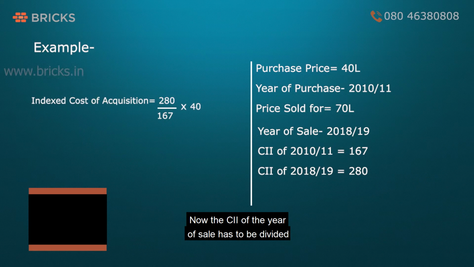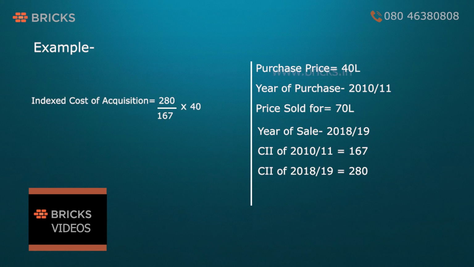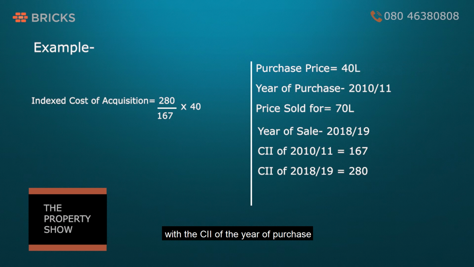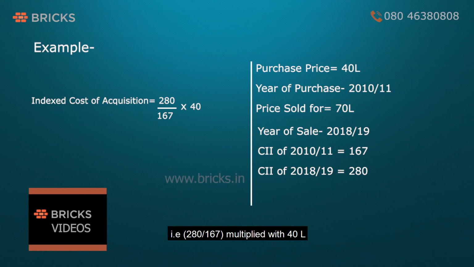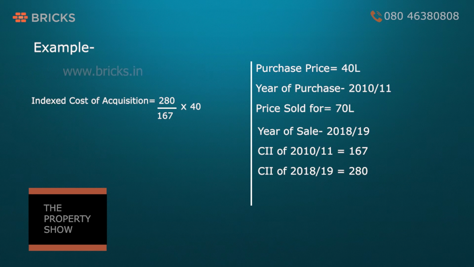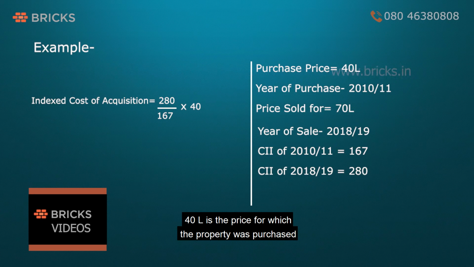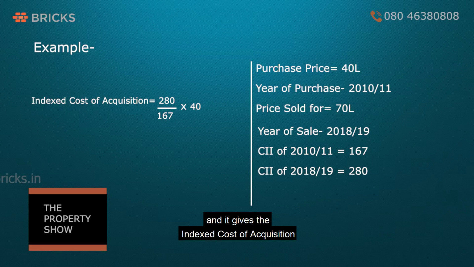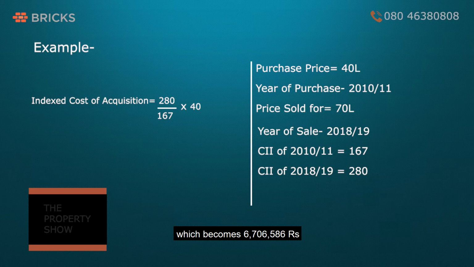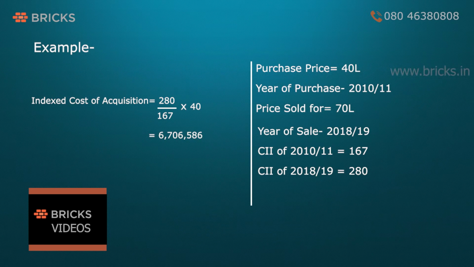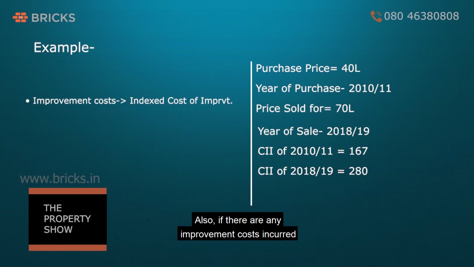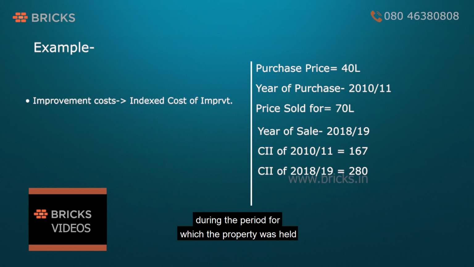Now the CII of the year of sale has to be divided by the CII of the year of purchase. That is 280 divided by 167 multiplied by 40 lakhs. 40 lakhs is the price for which the property was purchased and it gives the indexed cost of acquisition, which becomes 67 lakh 6,586.